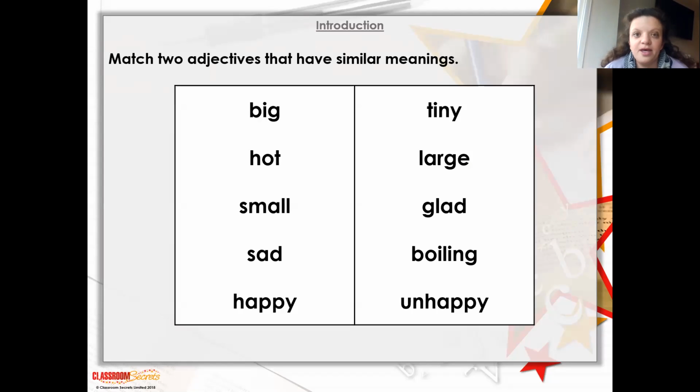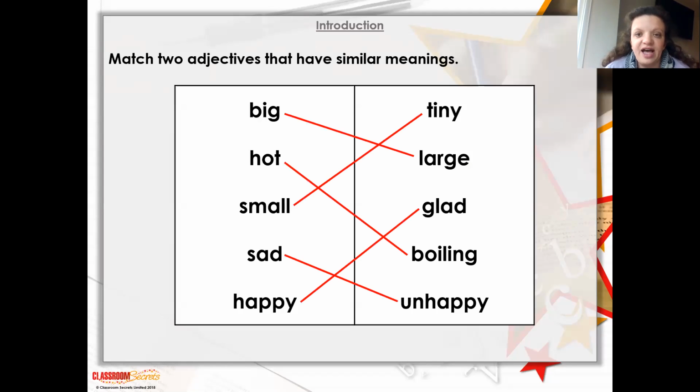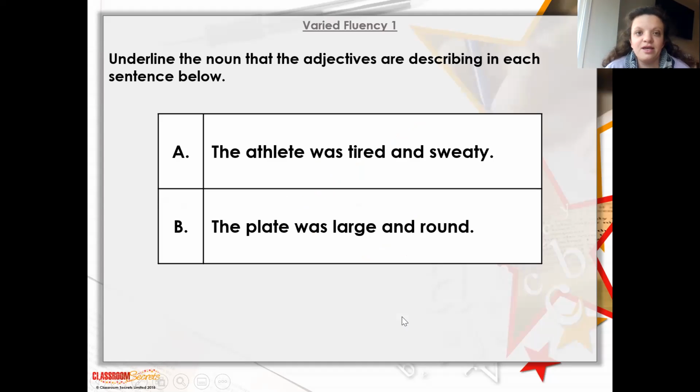Well done. If you've matched them up, let's have a go. So the first one is big, which is very similar to large. They have a very similar meaning. Small is similar to tiny. Hot is similar to boiling. Happy is similar to glad, and sad is similar to unhappy.